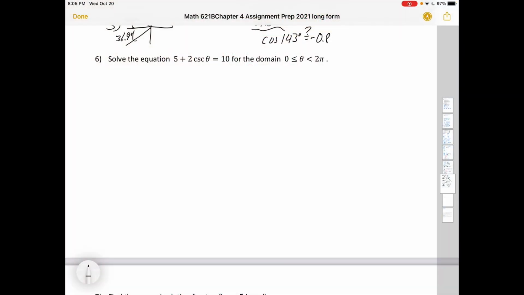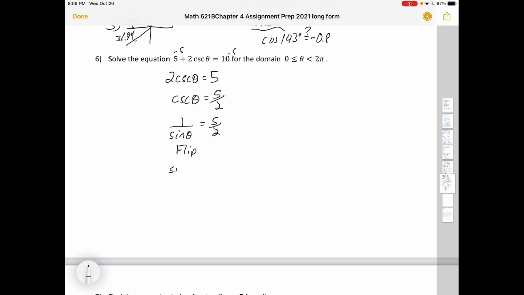A couple more equations. So this one's annoying in that it has stuff on both sides. Let's just subtract 5 from both sides. We get 2 cosecant theta equals 5, or cosecant theta equals 5 over 2. We've isolated our trig ratio. Now we get to deal with the fact that we don't love this trig ratio, so let's rewrite it as 1 over sine theta is 5 over 2.